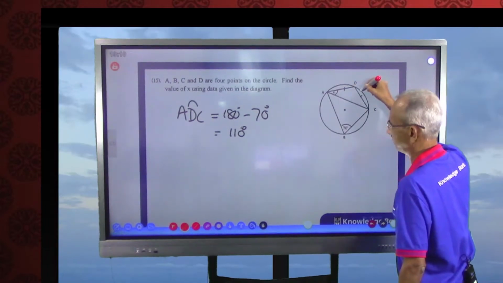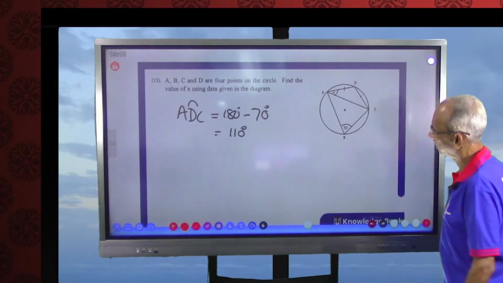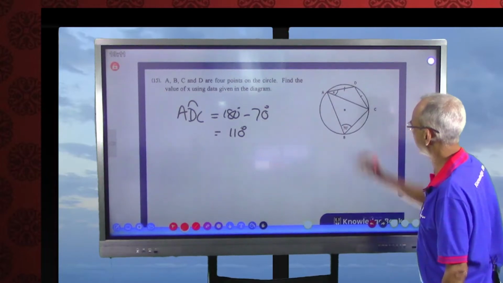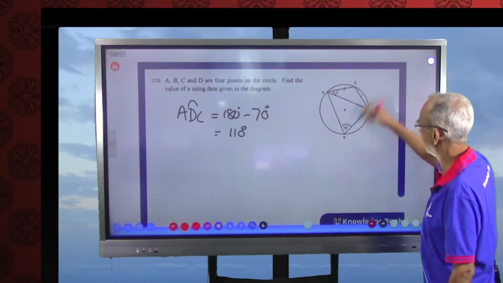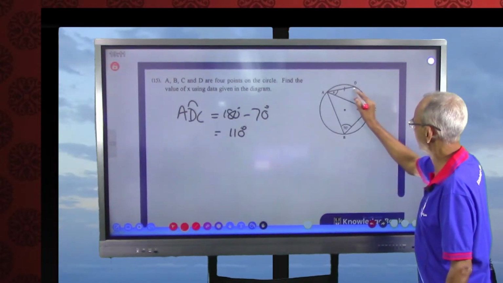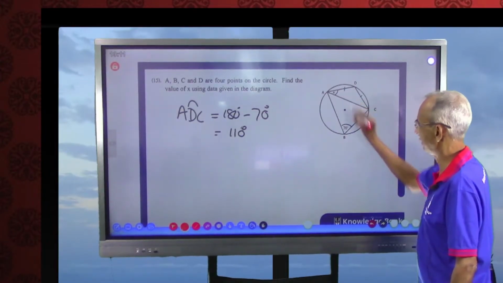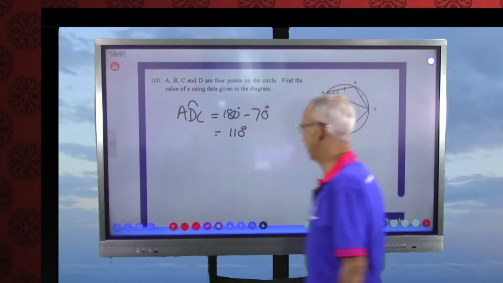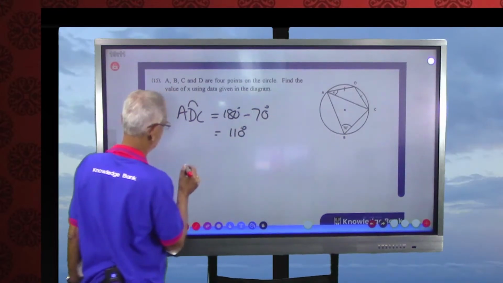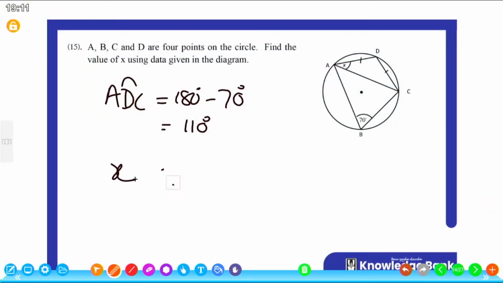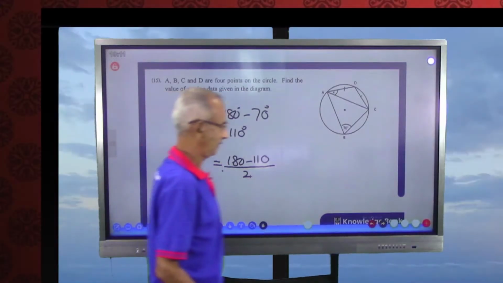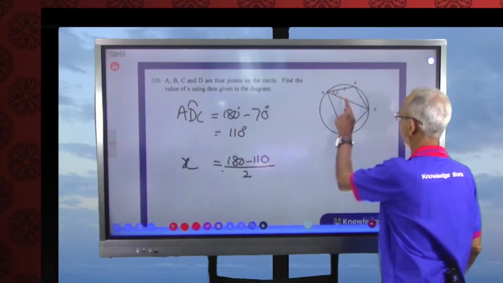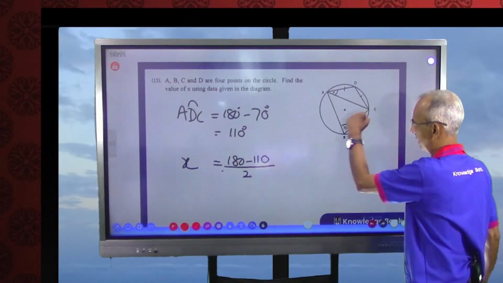ADC is 110. But triangle ADC is an isosceles triangle. Two sides are equal: AD and DC. Therefore, angle x, meaning DAC, is equal to DCA. Then x equals 180 minus 110, divided by 2. If it is isosceles, the sum of these three angles is 180.